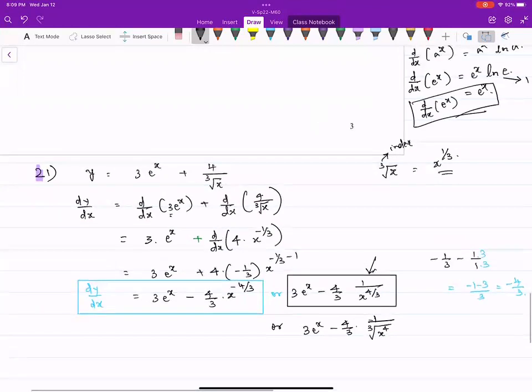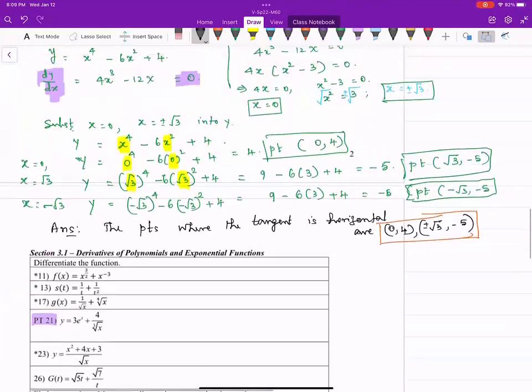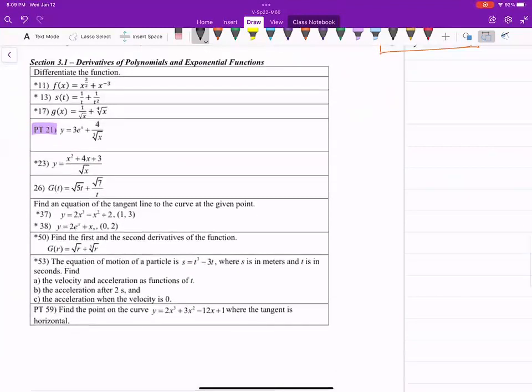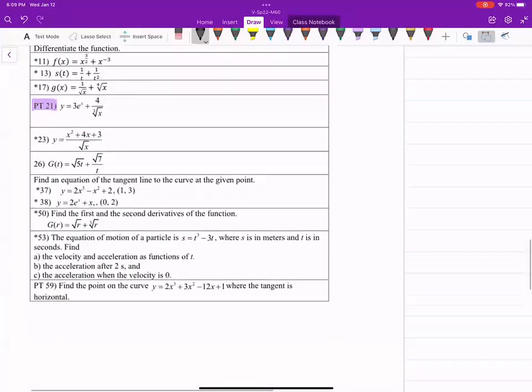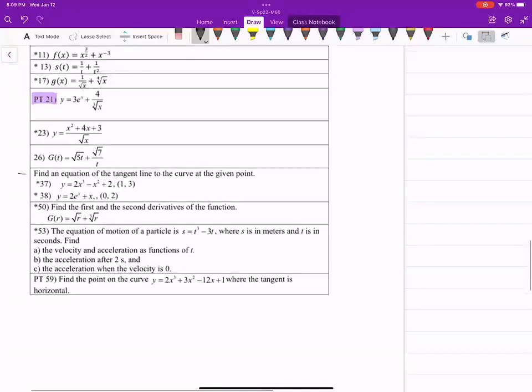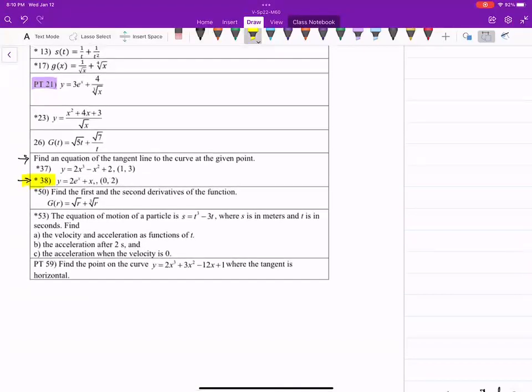So this is one of the practice exam questions. Let's try another one. Let's try this, finding the equation. Find an equation of the tangent line to the curve at the given point. Let's try number 38. y equal to 2e to the x plus x at the point (0, 2).